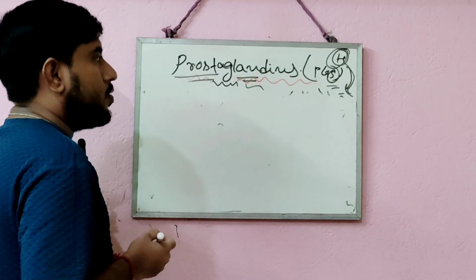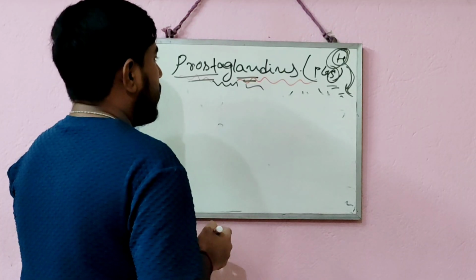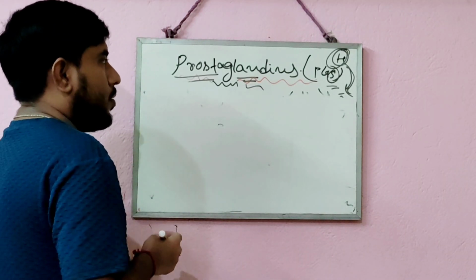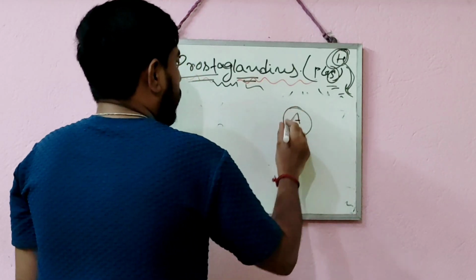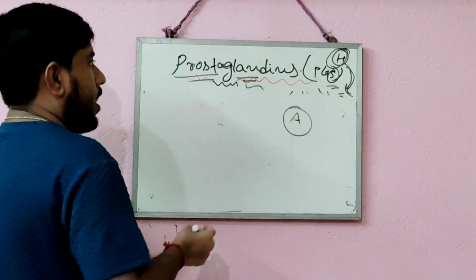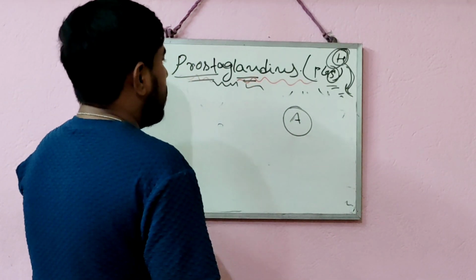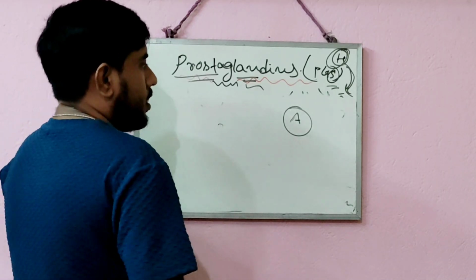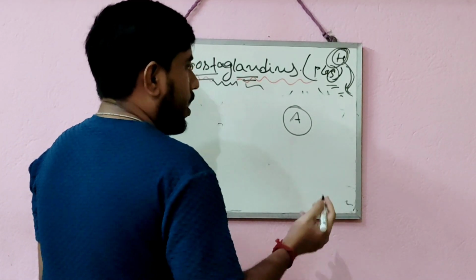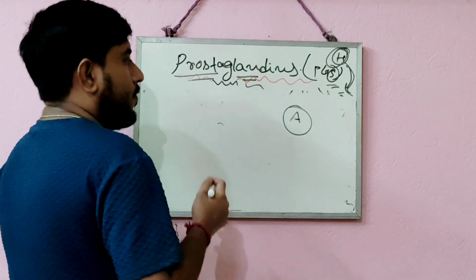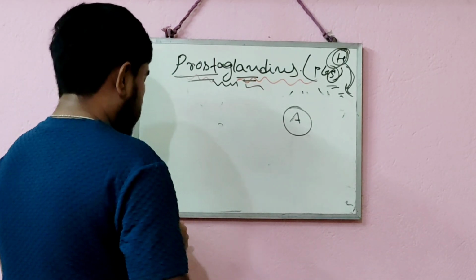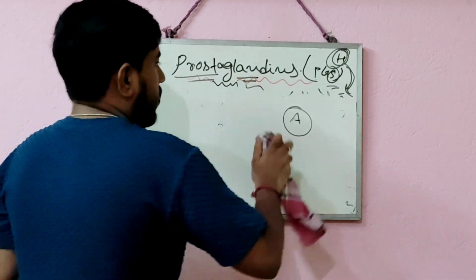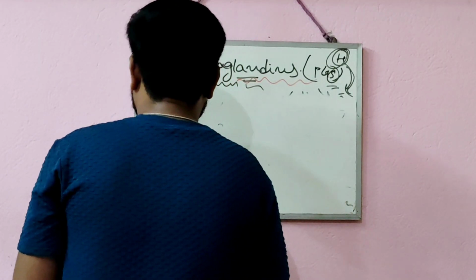Then we will study the physiological action of prostaglandin in our body. Then we will discuss the different analogs or drugs which generally act as prostaglandin analogs. Then we will discuss their therapeutic usage, and at last we will discuss the adverse effects of all those prostaglandin analog drugs. So now let's go to the next slide.